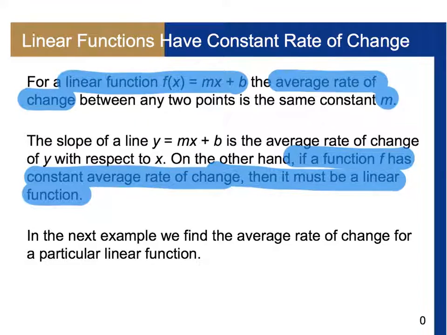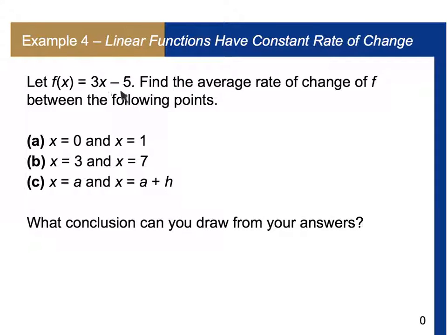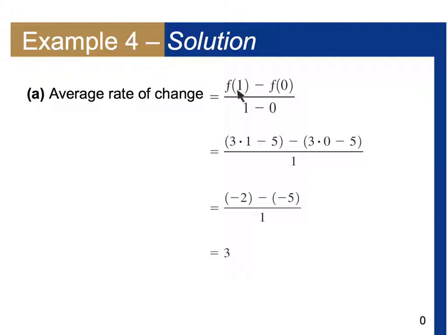Okay. So for something like f of x equals 3x minus 5, a linear function, if we want to take the average rate of change between any 2 points, we can do it, finding the slope, but we're going to find that slope is going to be 3. So let's do that. So between 1 and 0, we take f of 1 minus f of 0 over 1 minus 0, which is 3 times 1 minus 5 minus 3 times 0 minus 5. Remember, our f of x equals 3x minus 5 is our linear function.